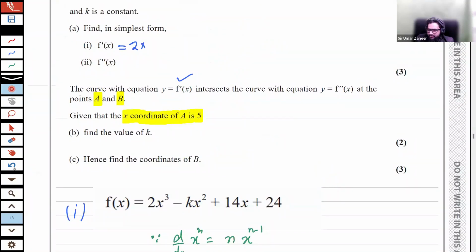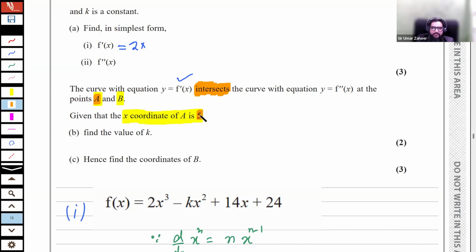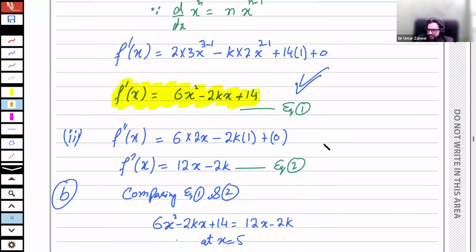So read it very carefully. Always, he says that they are intersecting, so I just solve these equations simultaneously. And then he told you that this is the point A, and it is also given that the x coordinate of point A is 5. Because that is where they intersect, obviously the x value will also satisfy the equation.